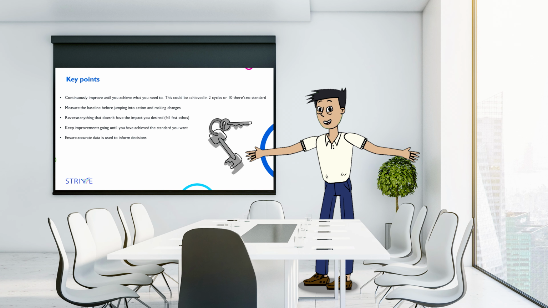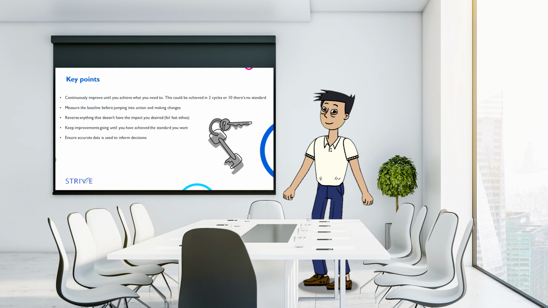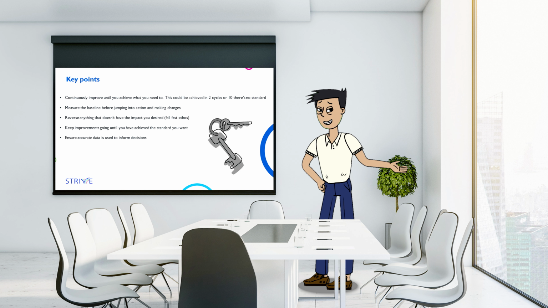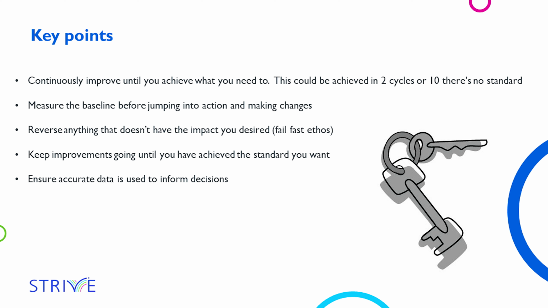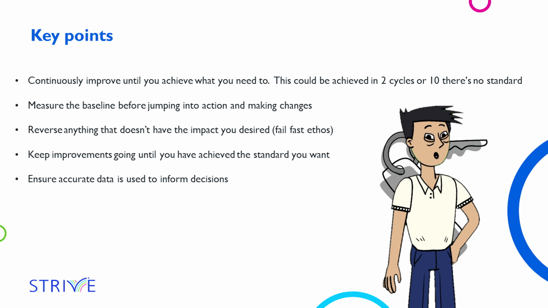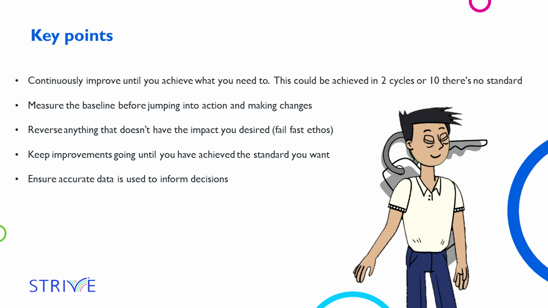So just like many of the tools that we're going to go through, there are a number of key points and things that you might want to consider when running a PDSA. They will include things like continuously improving as much as you need to. This might be done within 2 cycles, or it might be done within 10 cycles. So there's no baseline with this methodology. The idea is to go to where you feel that your target, or where good, has been met.